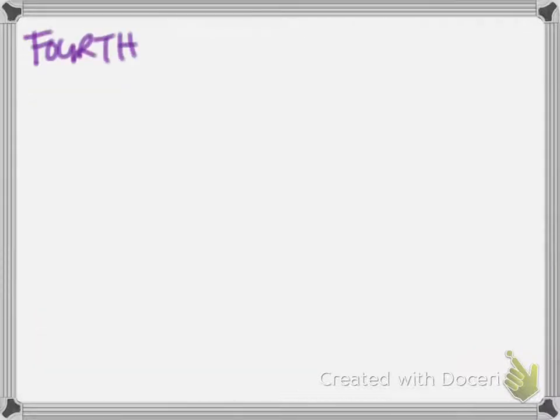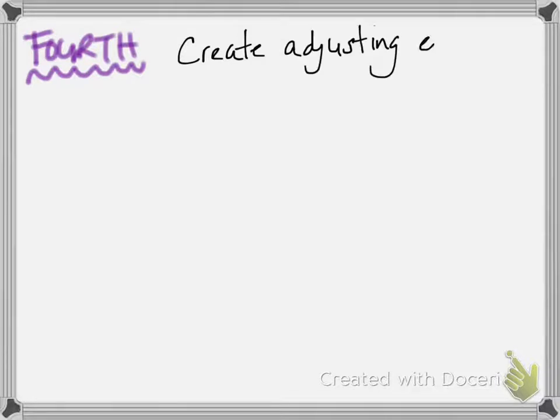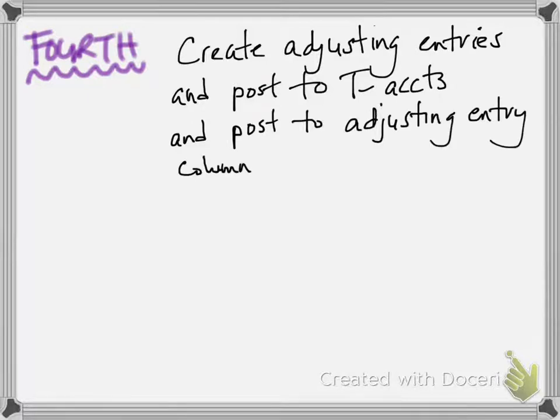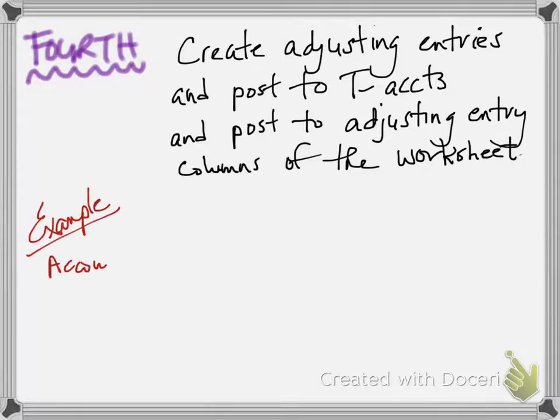Then we can go on to step 4, right, the 4th step. We're going to create the adjusting entries and we're going to post those to the T accounts and post them to the adjusting entry columns of the worksheet. So let's look at an example.